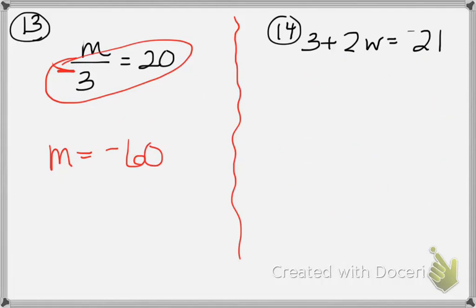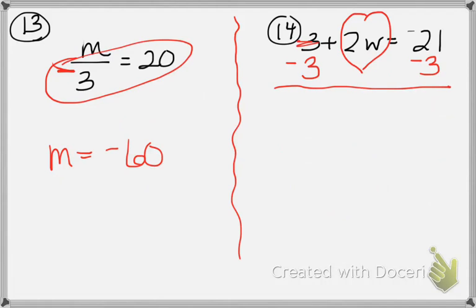All right, number 14, classic mother-in-law. Oh, what a cute couple, 2 and W happily married. Now the 3 is a mother-in-law. We say, Mom, get out of here. So we're going to make her disappear by doing negative 3 on both sides. And some people like to do this, they cross it out. So bring down the honeymoon couple. Now they're alone. And negative 21 and negative 3 make negative 24.